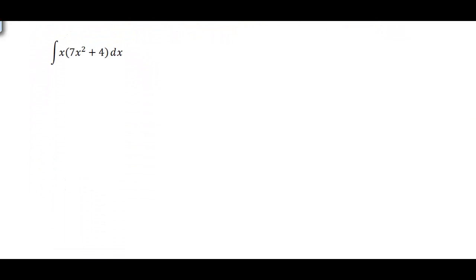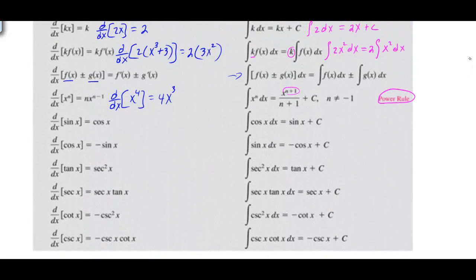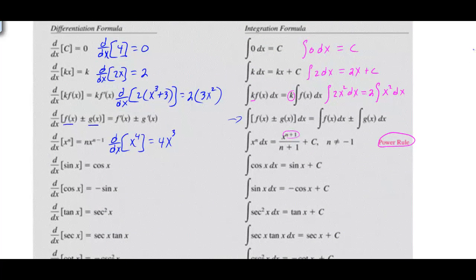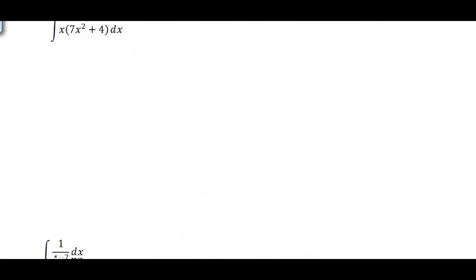All right, the next example here we have the integral of x times 7x squared plus 4 dx. And if you notice here, we have multiplication. Now, when we were taking the derivative, we had a product rule. Well, if you look above at our examples, we don't have a product rule for integration. So the only way that we can handle this problem is to first rewrite this problem. And essentially that means we need to distribute the x. So if we rewrite it, then we can actually integrate this.